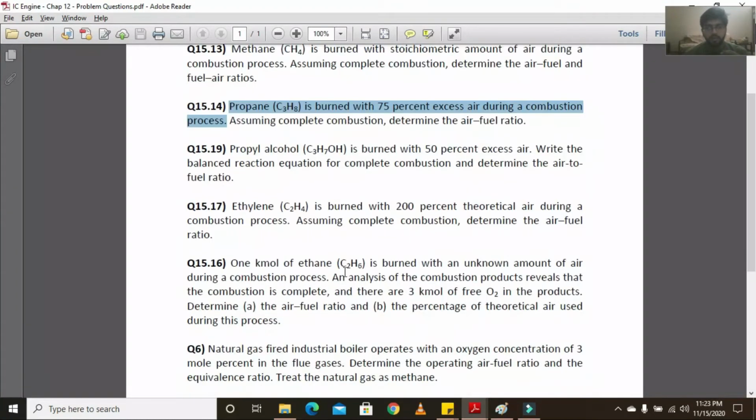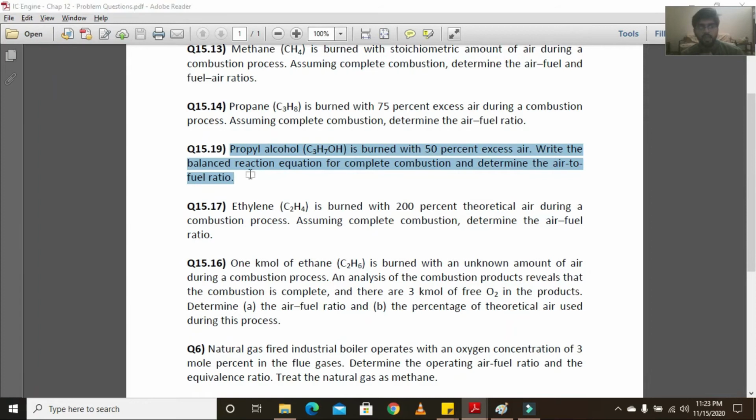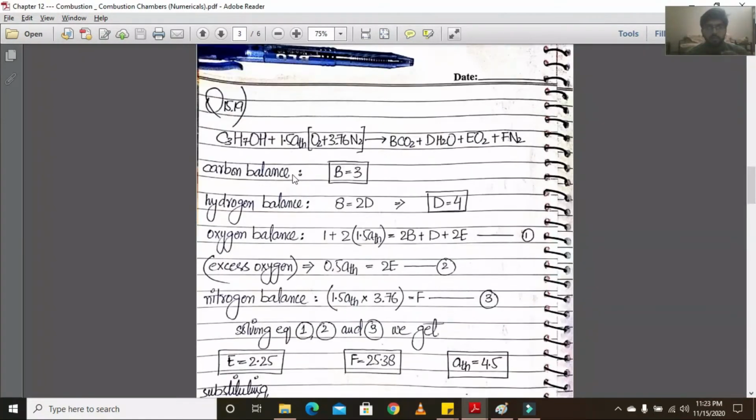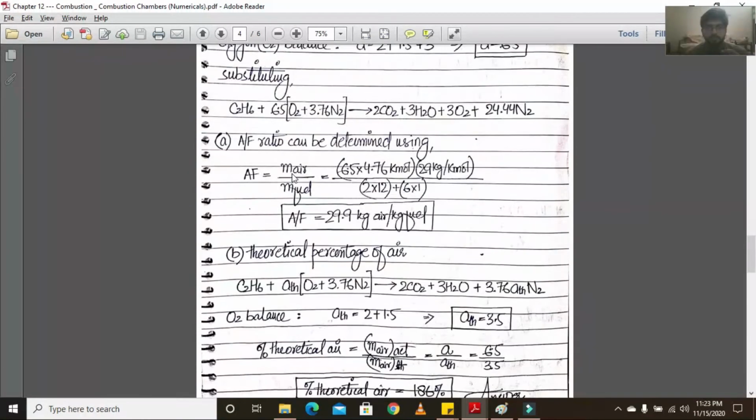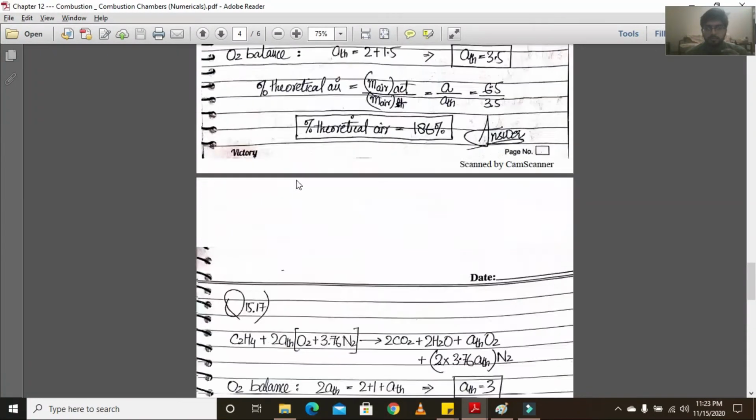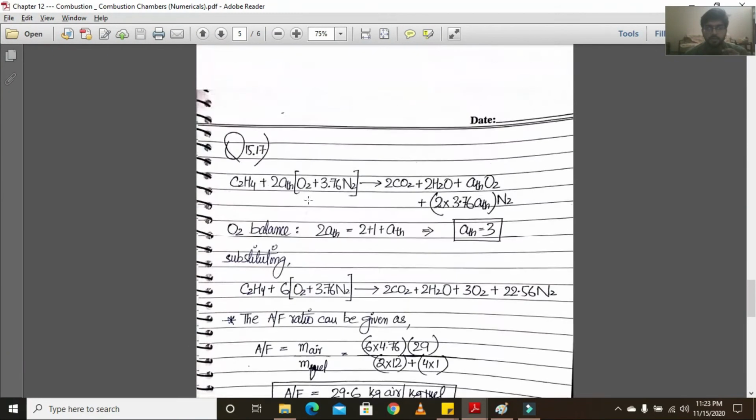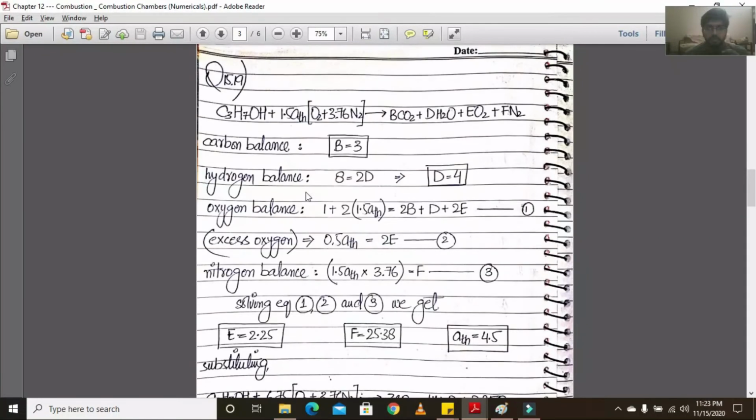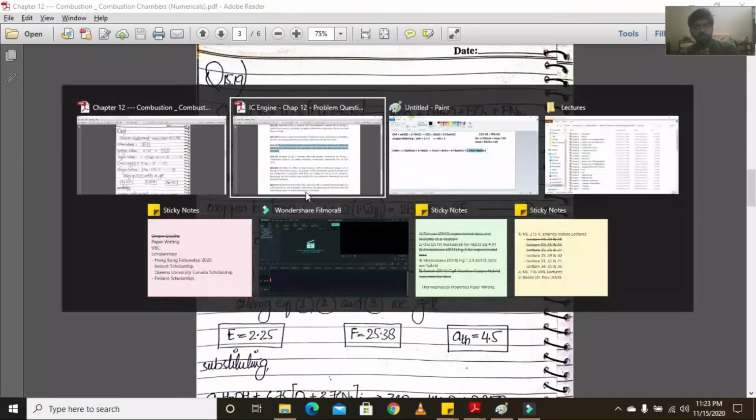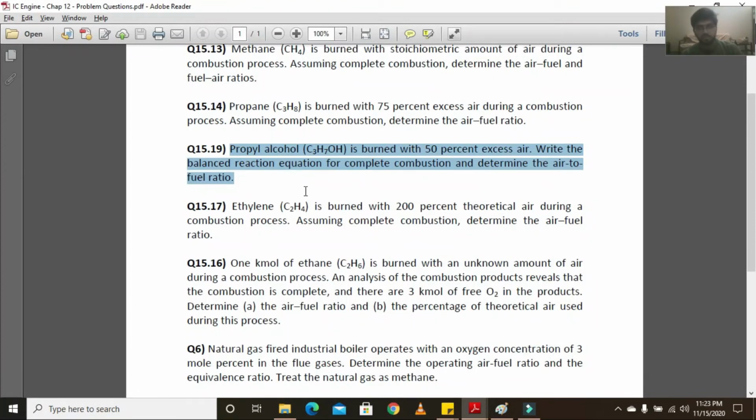Now moving forward, in the next question you can see that I have propyl alcohol. This is question number 15.19. Again, this is a bit different from the previous two questions, so I will explain this question in a later video.